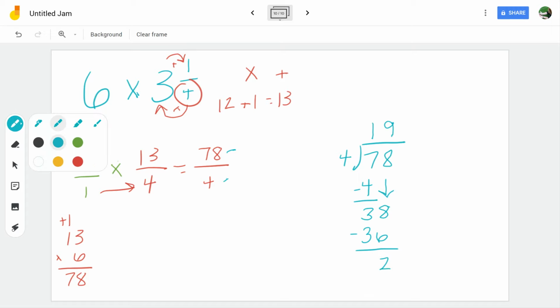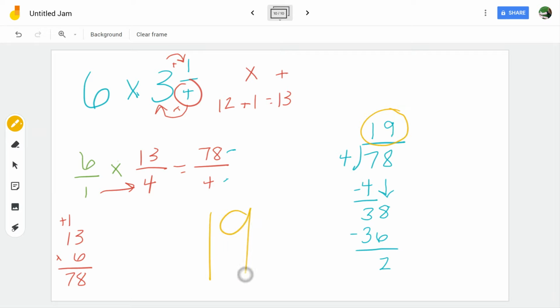Now, everything you need is here. This, your quotient, is your whole number, 19. Your remainder is your numerator, 2. And your denominator is your divisor, fourths. This could also be written as 19 1/2.